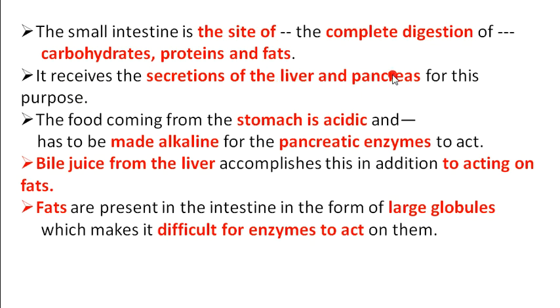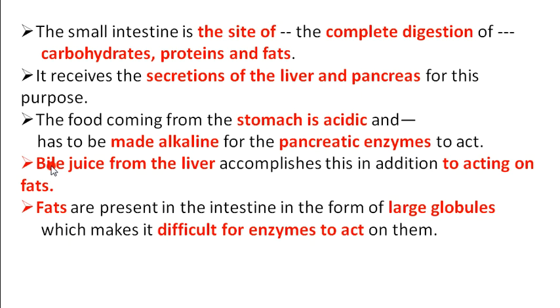As we know, the liver and pancreas are additional organs of our digestive system, as I discussed earlier in our diagram. The food coming from the stomach is acidic because hydrochloric acid is there in the stomach. So it has to be made alkaline, which means the opposite of acidic, basic. Food has to be made alkaline because pancreatic enzymes only work in alkaline conditions.